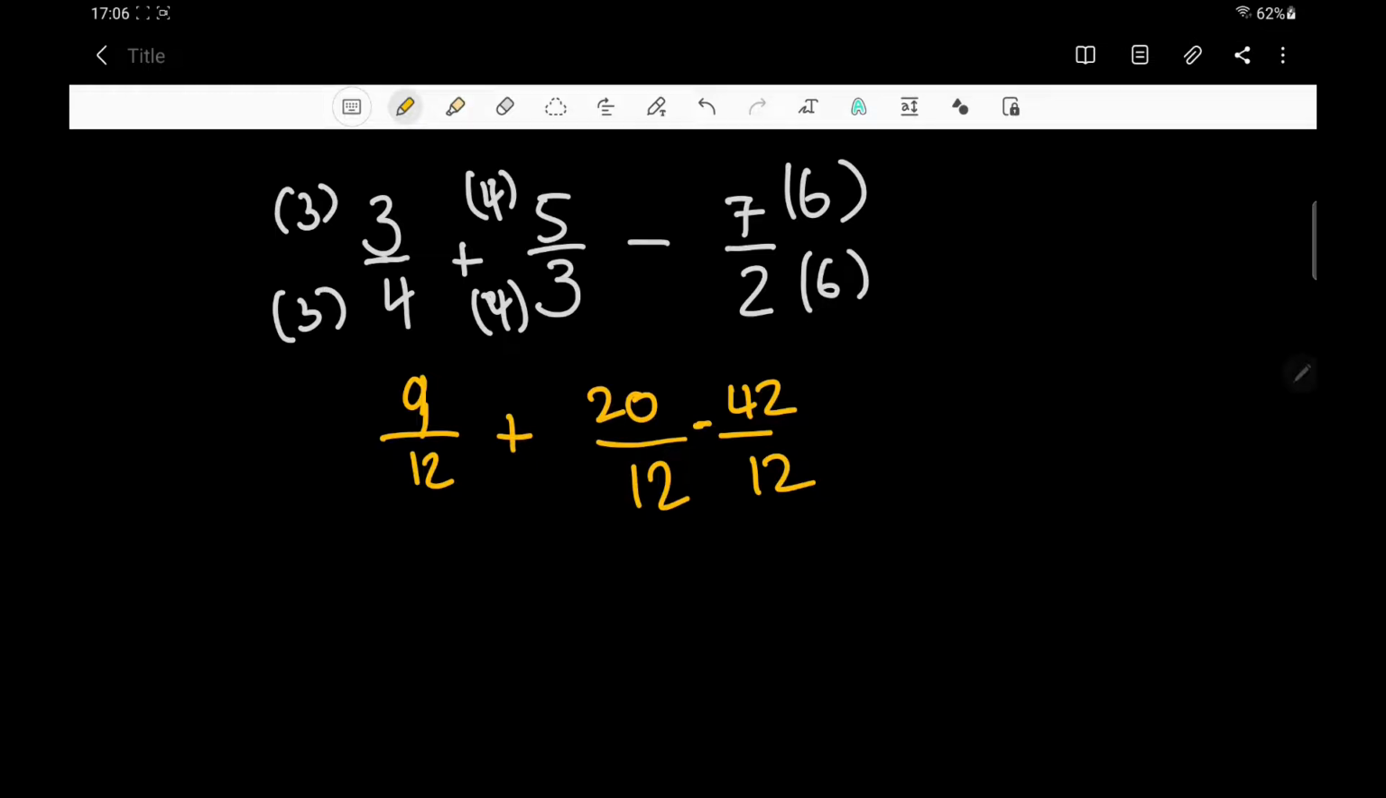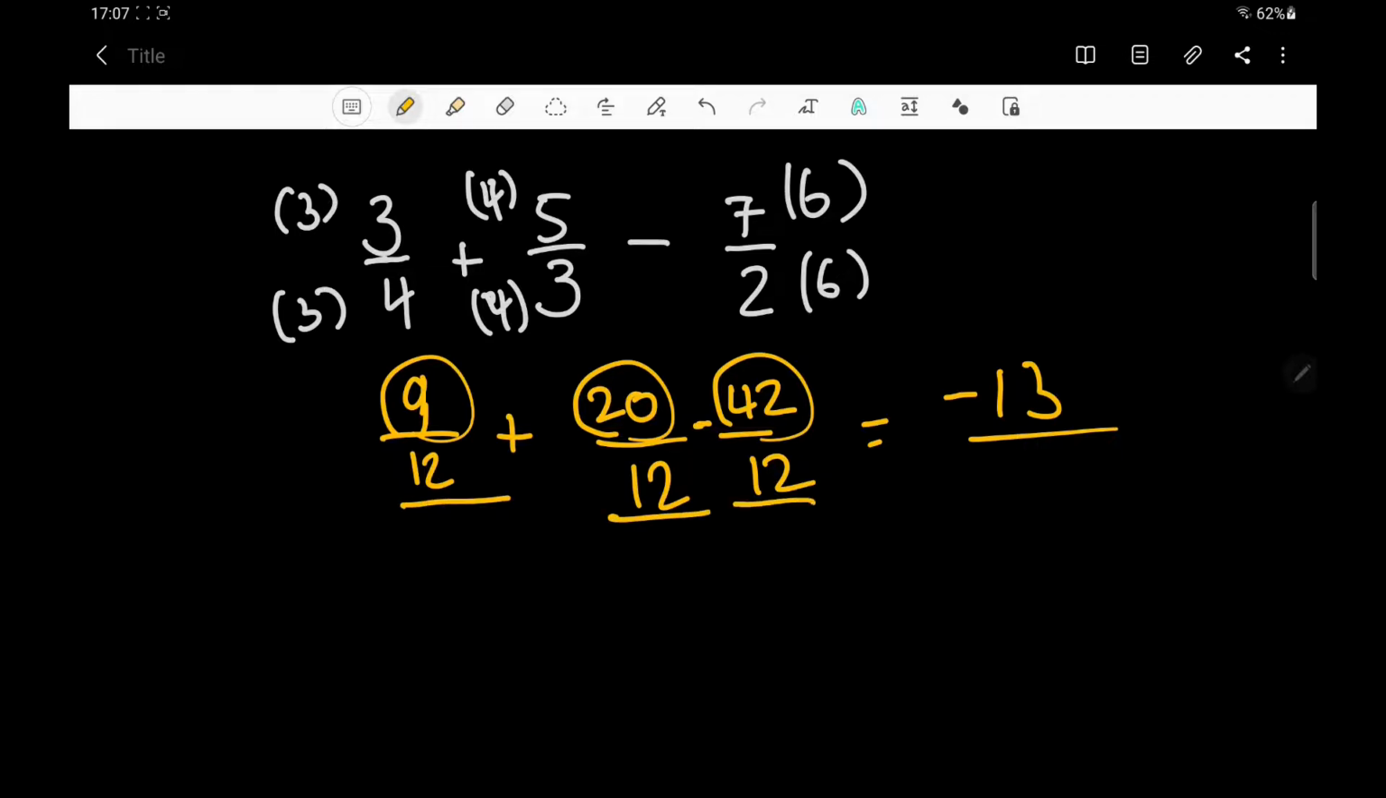Now that we have the same denominators, let's combine the numerators. 20 plus 9 is 29 and 29 minus 42 is negative 13. So these denominators are all the same. This means we can take 1 from there. So our final answer is negative 13 over 12. So this will be our final answer.